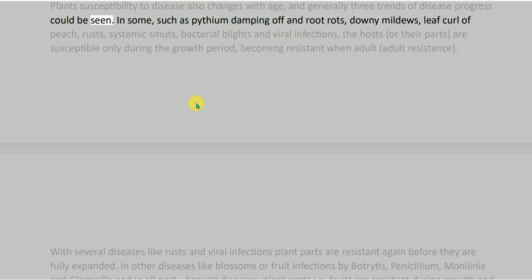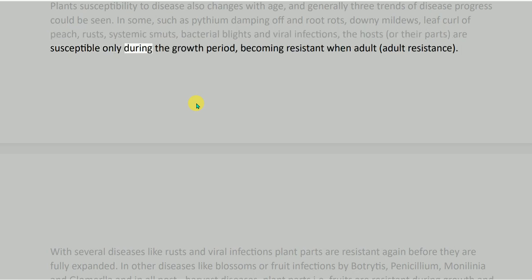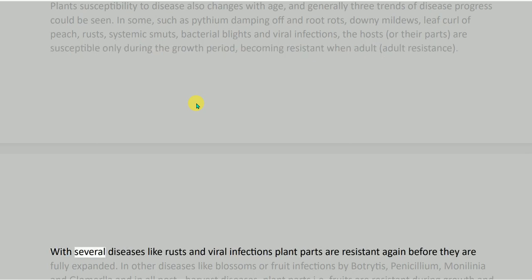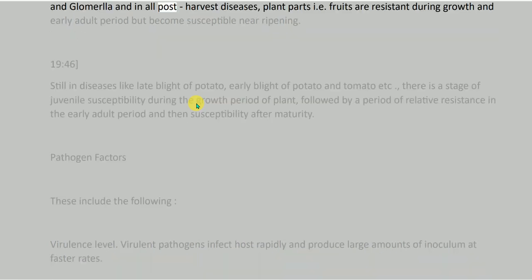In some, such as pythium damping off and root rots, downy mildews, leaf curl of peach, rusts, systemic smuts, bacterial blights and viral infections, the hosts, or their parts, are susceptible only during the growth period, becoming resistant when adult resistance develops. With several diseases like rusts and viral infections, plant parts are resistant again before they are fully expanded. In other diseases like blossom or fruit infections by botrytis, penicillium, monilinia and glomerella, and in all post-harvest diseases, plant parts i.e.